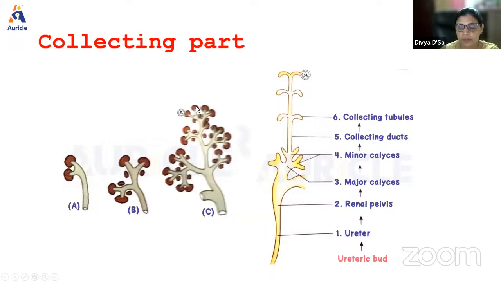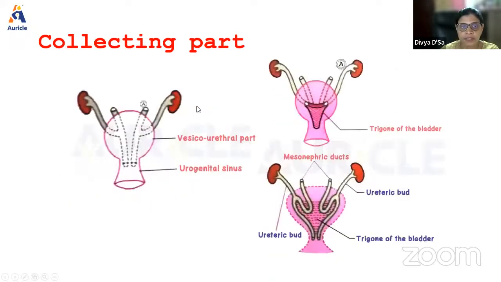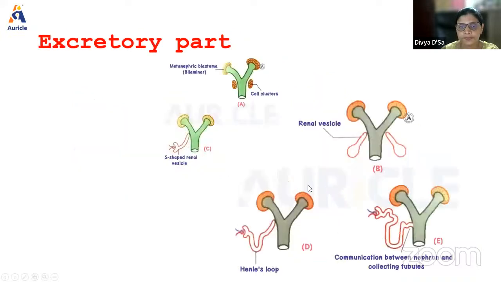Now this metanephric blastema, what happens with that? We'll see. The remaining portion of the mesonephric duct will join together to form the trigone of the bladder. Now this metanephric blastema, they are the cell clusters which will be capping over this collecting part.